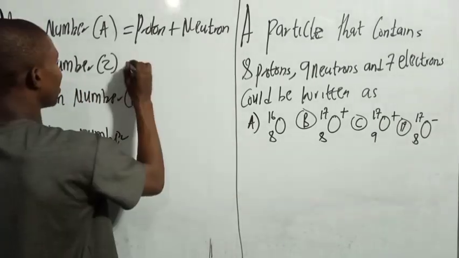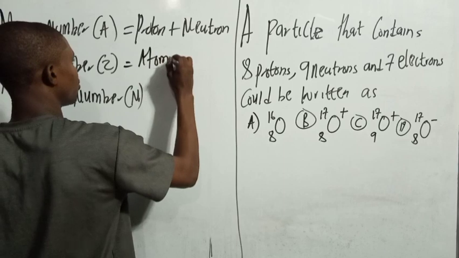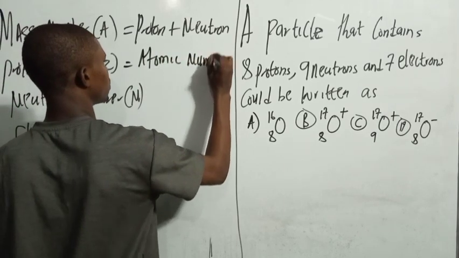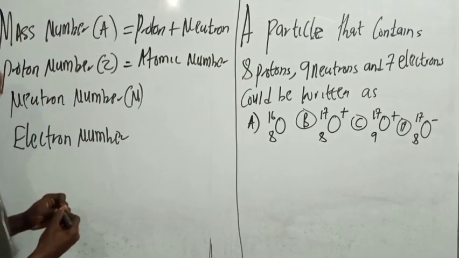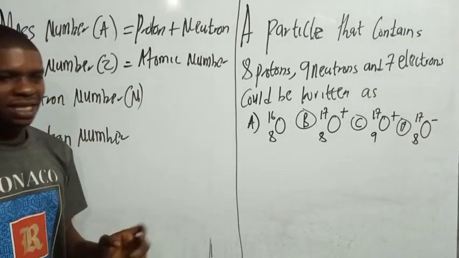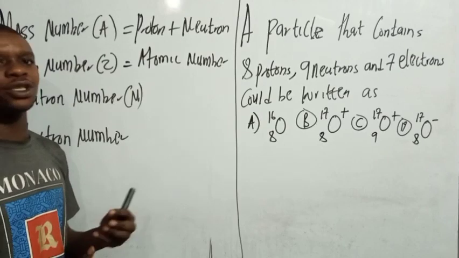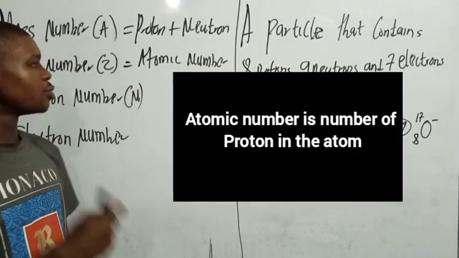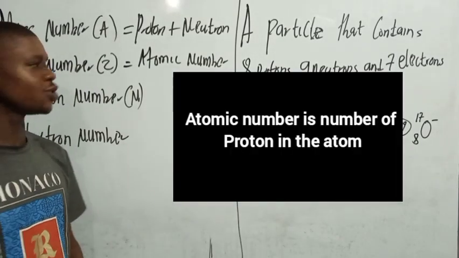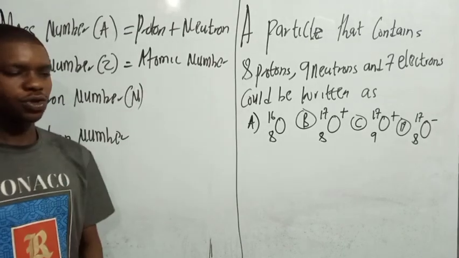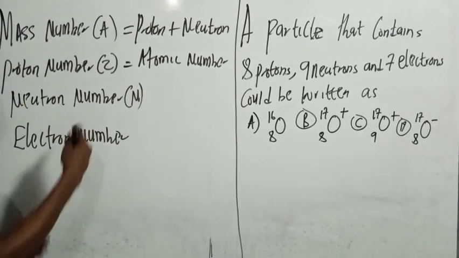Another thing you want to know is that proton number is also the same thing as the atomic number. So if my proton number is 6, then my atomic number is going to be 6. Atomic number is the number of protons in the atom. It is known as the atomic number. That is neutron number.